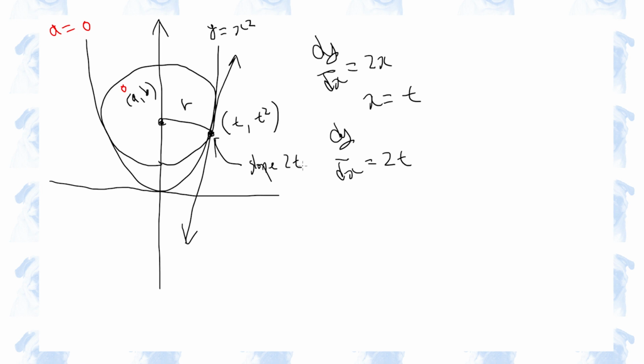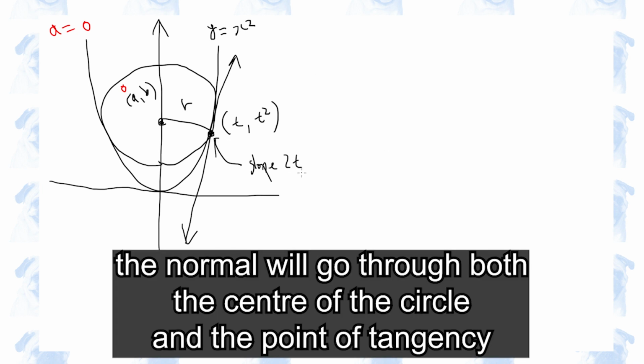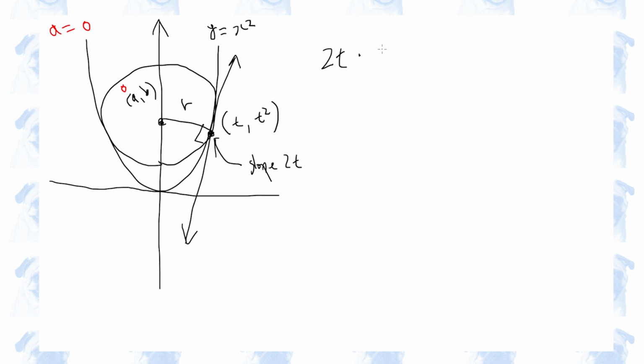Next, let's think about the tangent that goes through the point of tangency. The slope of this tangent can be found by differentiating the equation of the parabola. And to find the slope of the tangent at the point of tangency here, we must substitute x equals t. So the slope is 2t at this point. And from this information, we can deduce the slope of the normal that goes through the point of tangency and the center of the circle, because the tangent and the normal are perpendicular to each other. 2t times the slope of the normal is minus 1. So the slope of the normal is minus 1 over 2t.